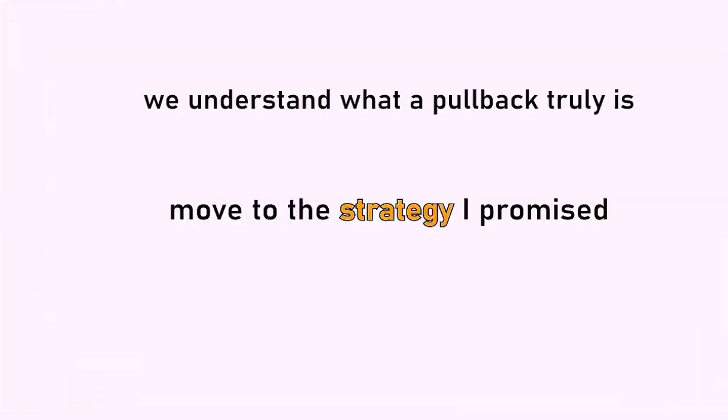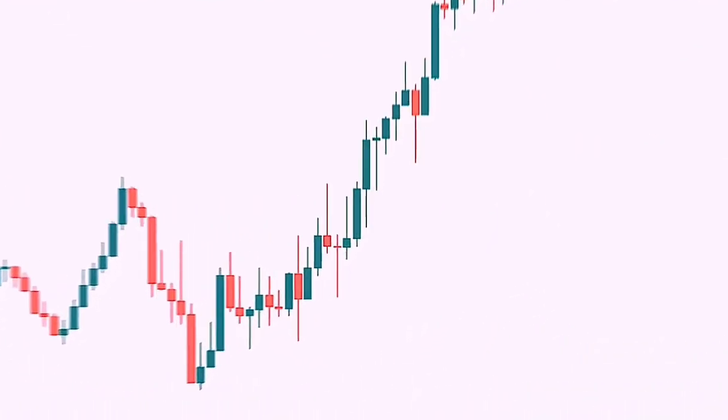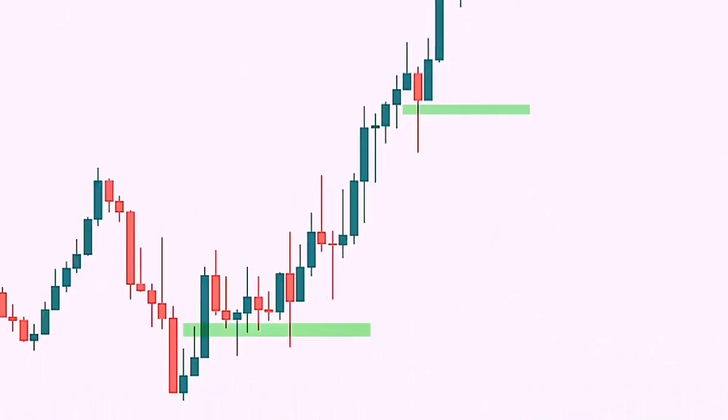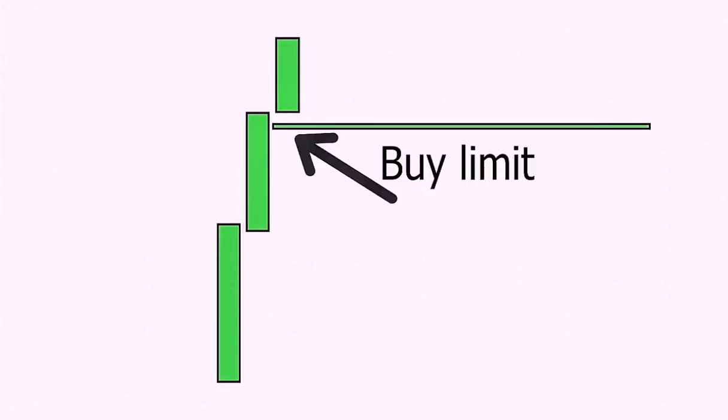Now that we understand what a pullback truly is, let's move to the strategy I promised at the beginning. This is the same strategy we learned with spikes before, but now with a much deeper understanding. Do you remember the rule? Wait for a spike to form, then place a buy limit order just below the last spike candle. Why do we do this? Because at that last spike candle, the pullback occurs.